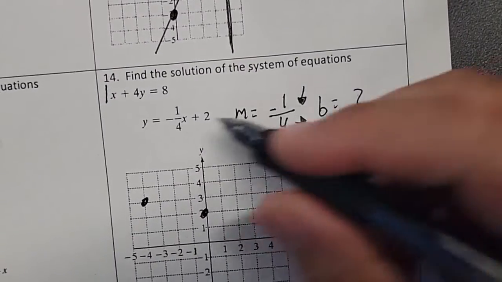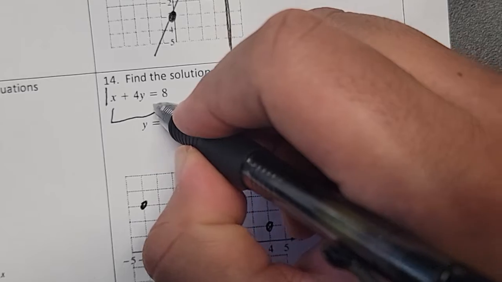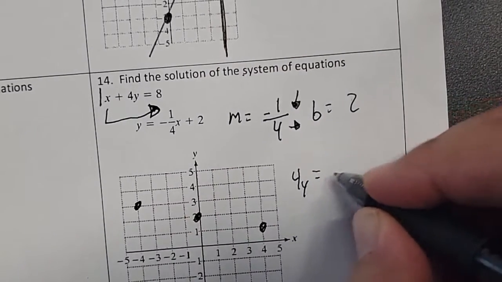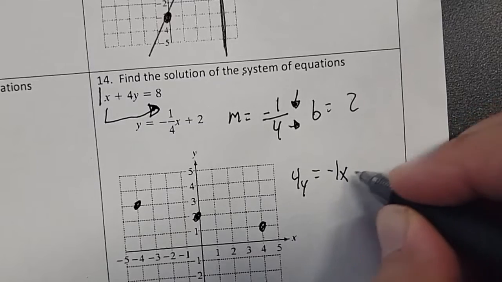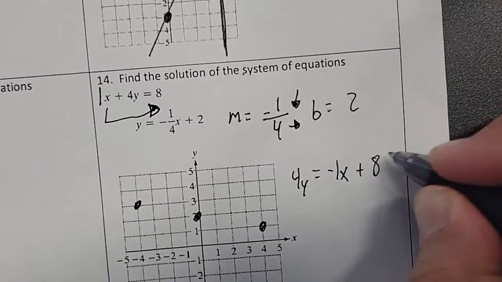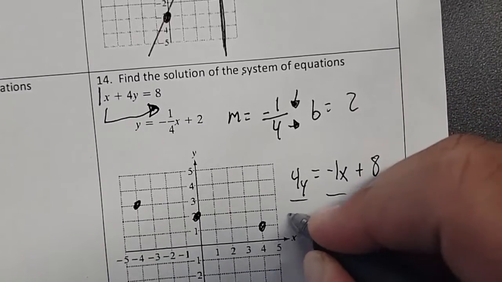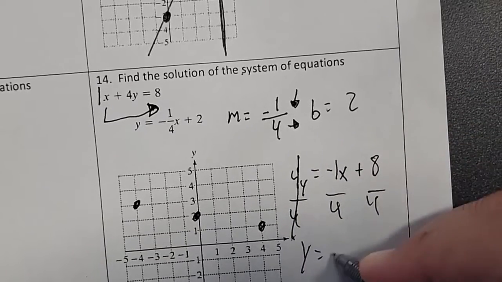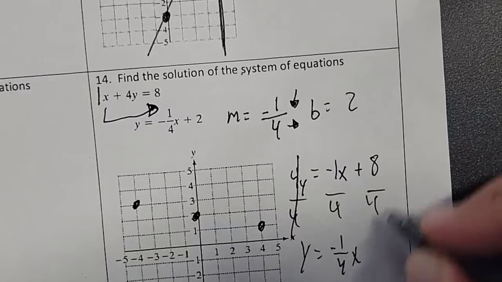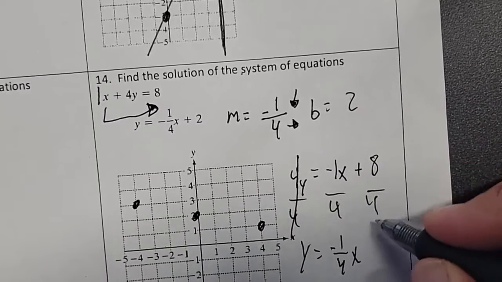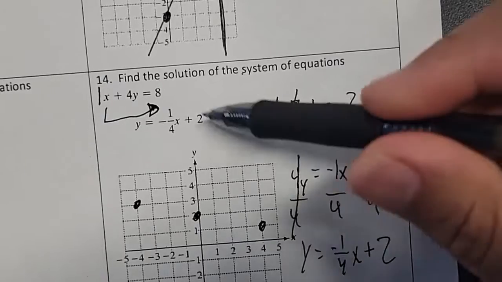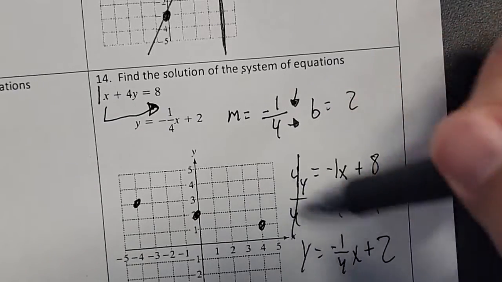Now for this one, we have to go ahead and make it in y equals form. So we move the x over. So I'm going to write it down here. 4y equals -1x plus 8. And then we divide by 4. The 4 cancels out. I'm going to leave this as -1/4x, and then this 8 divided by 4 is +2. Now if you notice, these are actually the same line.